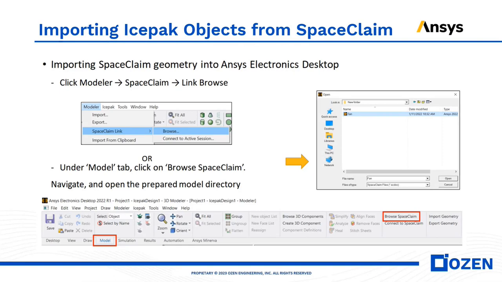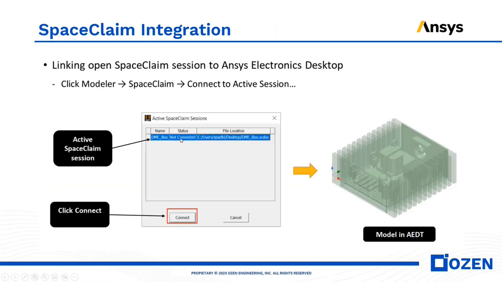And it means that if the geometry is modified in SpaceClaim, Icepak will immediately see that change and that modification. So it's like a real-time link. For doing that, you basically click on Connect to Active Session, right?